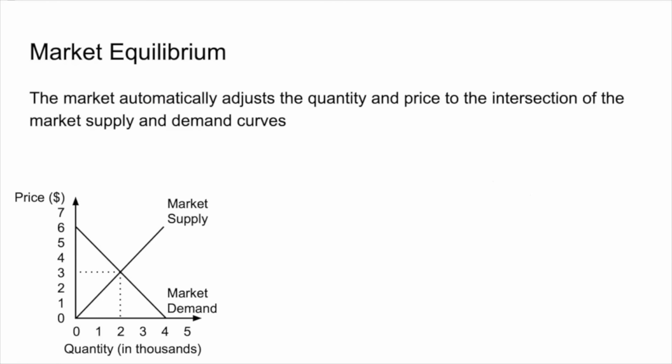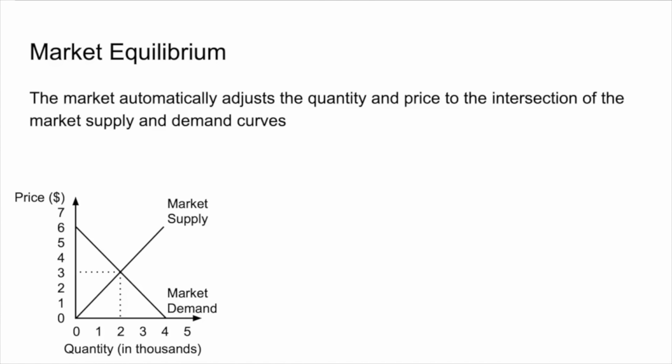The market will automatically adjust the quantity and price to the intersection of the supply and demand curves. To see why this is true, suppose that the price was greater than the market equilibrium price. Then there would be more supply than demand, and some producers would not be able to sell their goods. So they would offer a lower price to the buyers, and that would shift the price down.